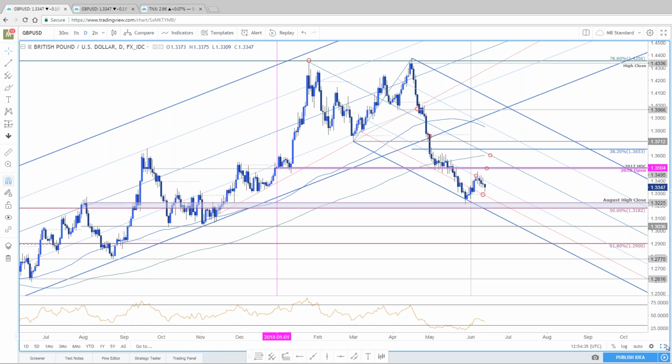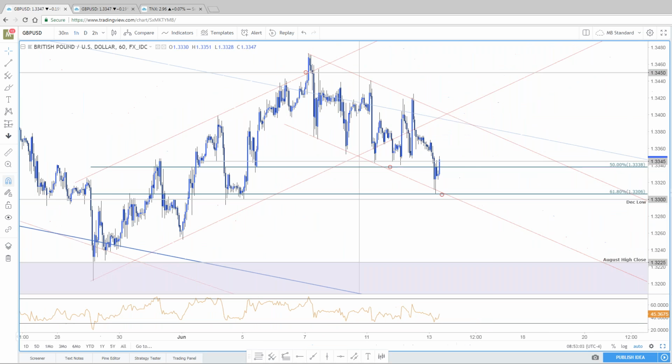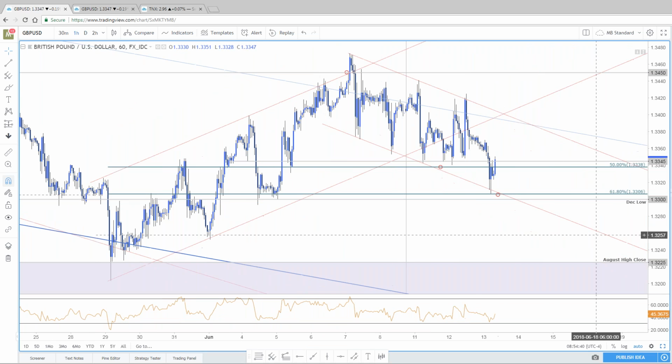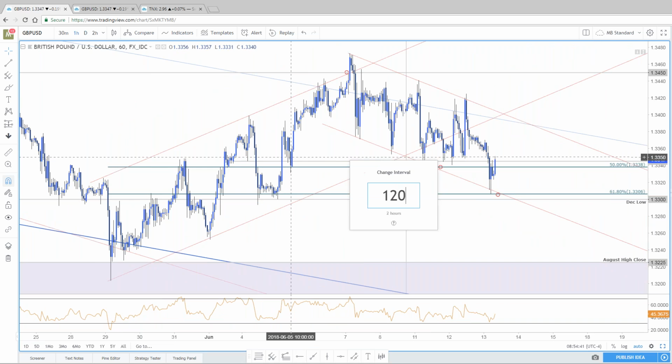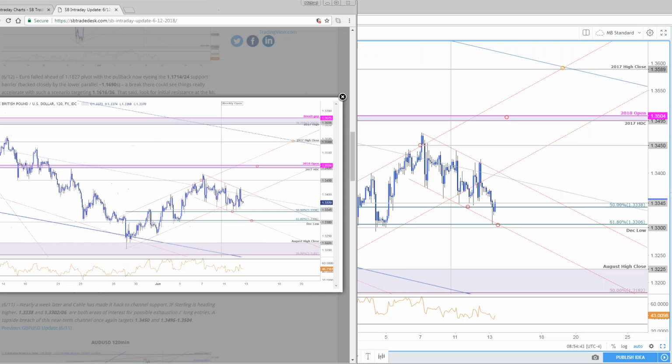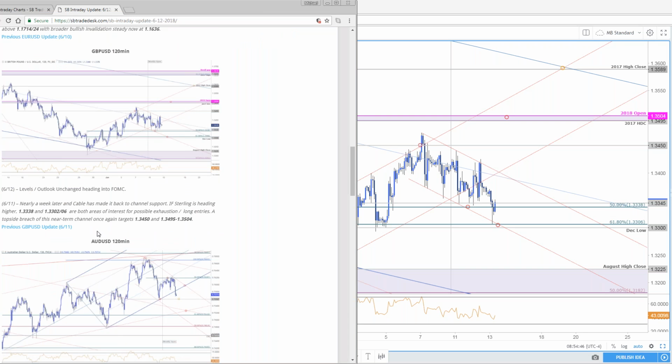Okay, intraday looks like this. We started off the week in sterling saying we're basically looking for these two regions for possible exhaustions and long entries. The first region was 133.38. We dipped right into that. You saw a nice rip right into channel resistance. It held strongly on the reversal. Second area was 133.02, 133.06. We came right into that last night.